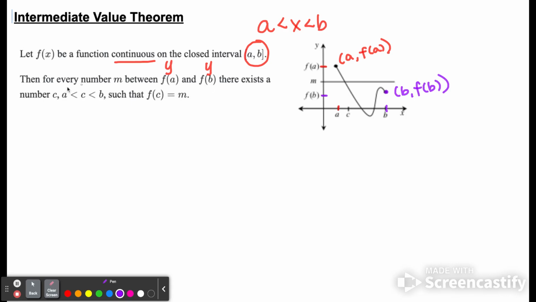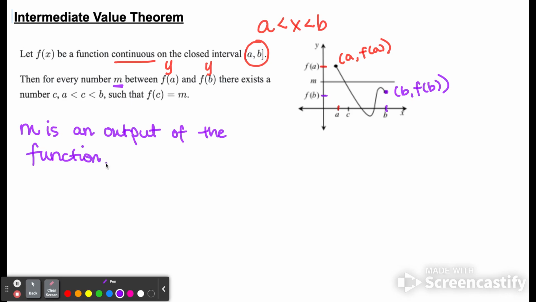Okay, so every point m is a y value. So m is some sort of output of the function. And it's between this number that I got out when I plugged in a and the number I got out when I plugged in b. So for every single one of these points, m is this line here, and you can move this line all the way up to f of a or all the way down to f of b. It could be any of these points in this area here.